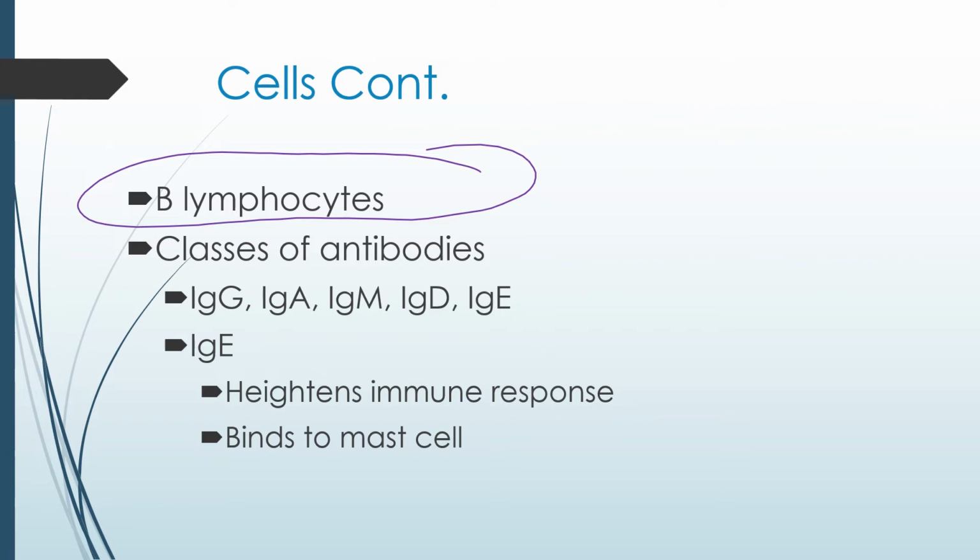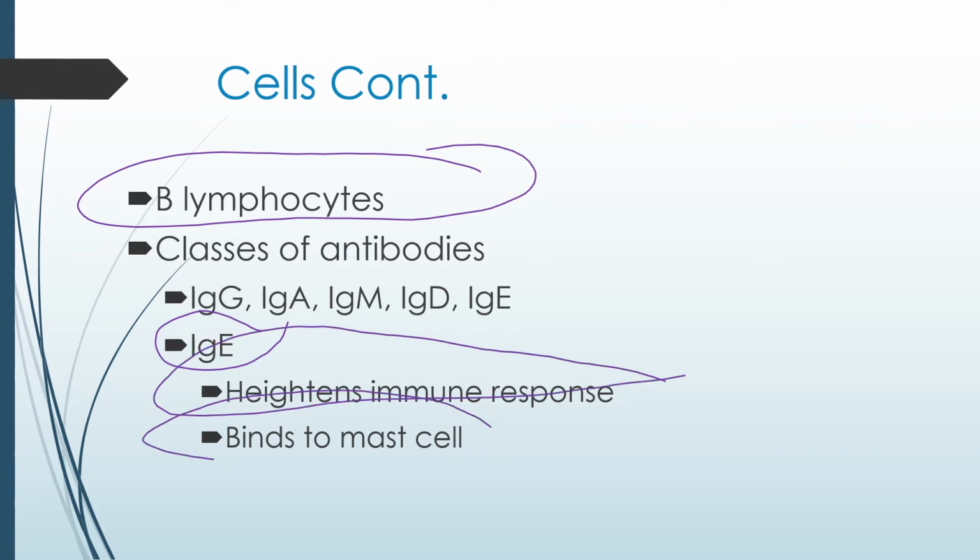The classes of antibodies that we're looking at are your IgG, IgA, IgM, IgD, IgE, right? And the big one here is going to be IgE, immunoglobulin E. These have cytophilic antibodies. They heighten the immune response and they bind to the mast cells, and these are the effector cells. So this is that pathophysiology that really is going to heighten that immune response, bind to those mast cells, and cause that bronchospasm.